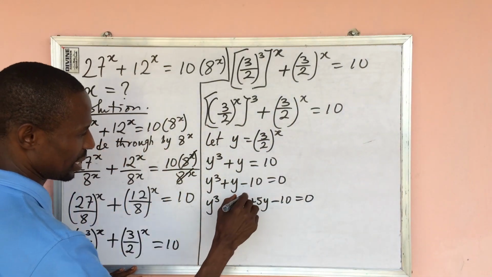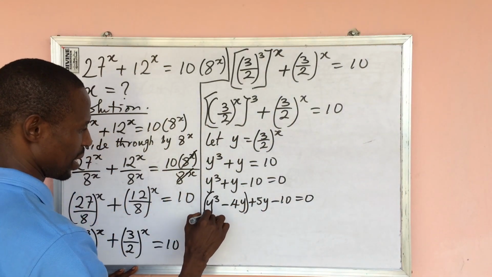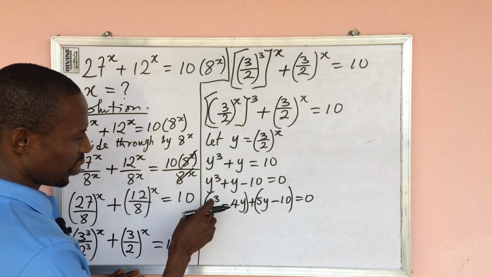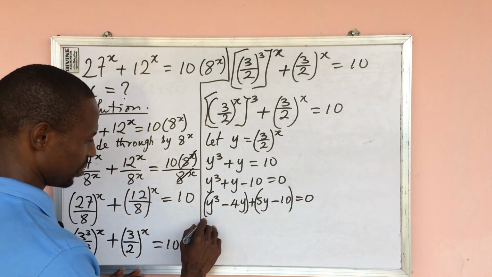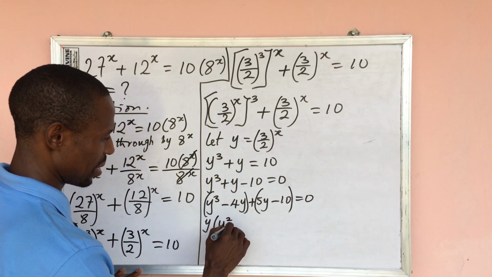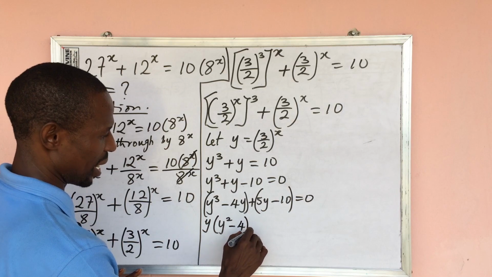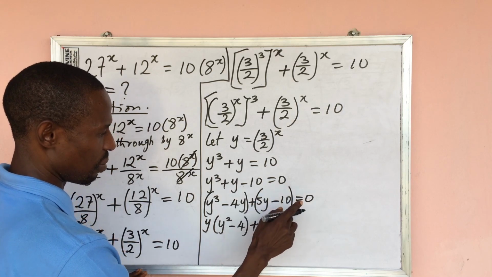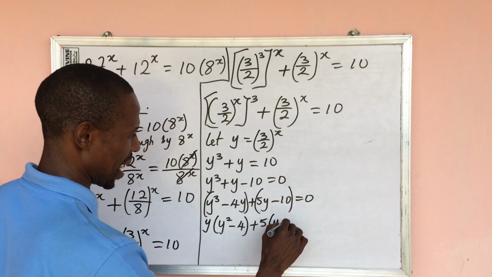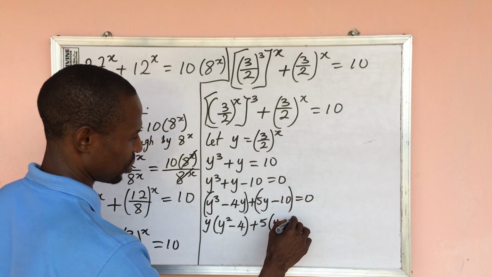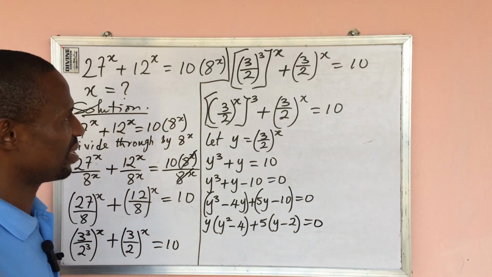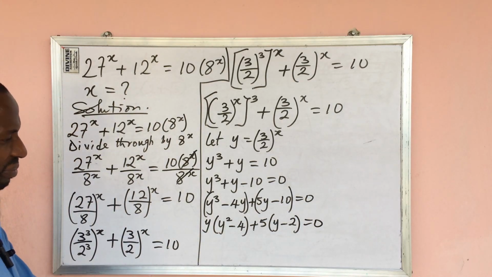We can factor out y from here. If we do that, we have y bracket y squared minus 4 close bracket, plus what is common here is 5, so we have 5 bracket y minus 2, since 5 into 2 gives us 10, close bracket, equal to 0.